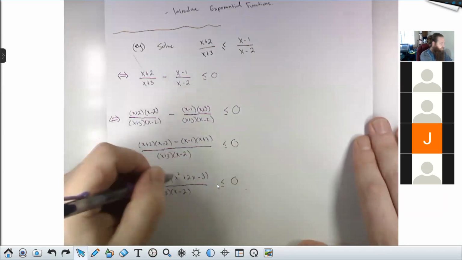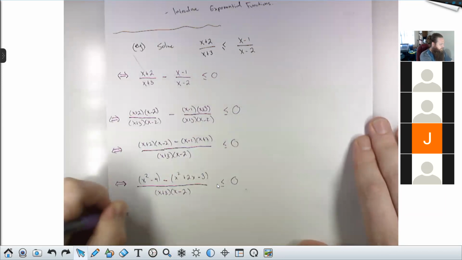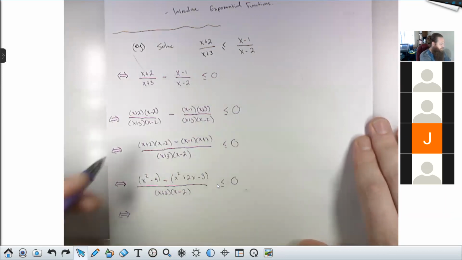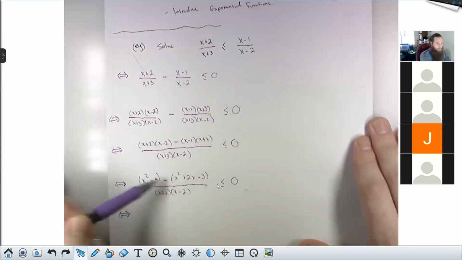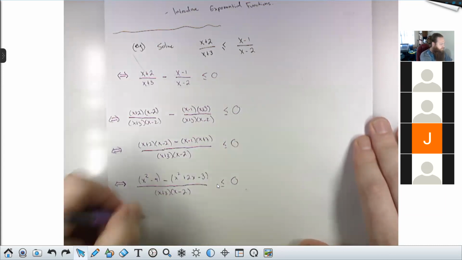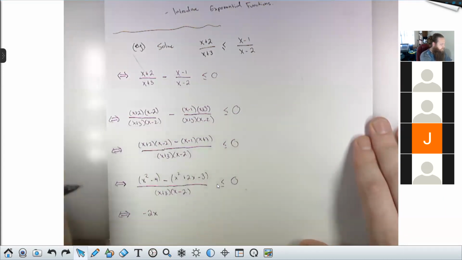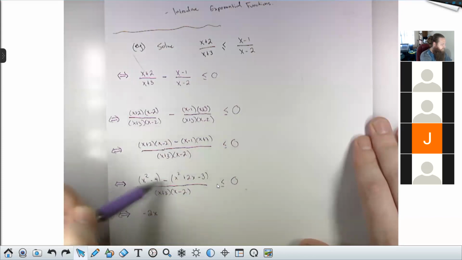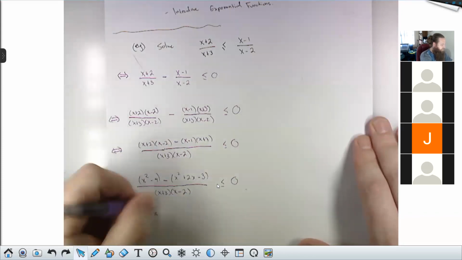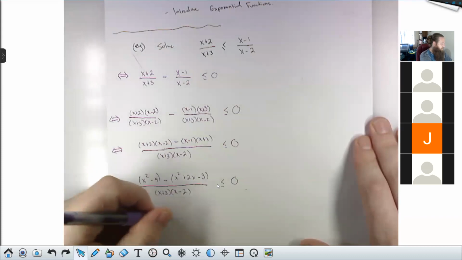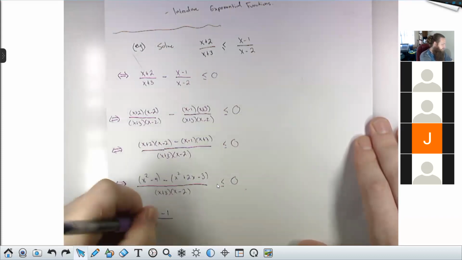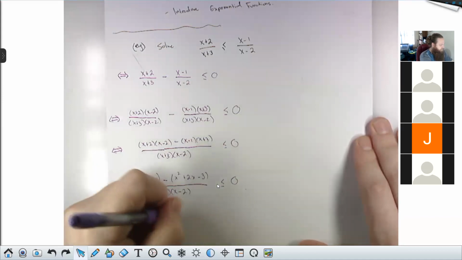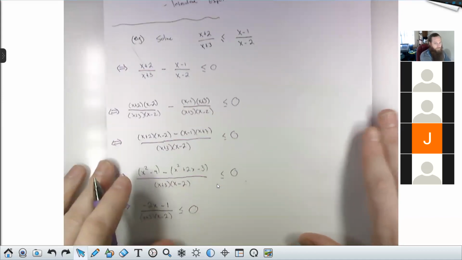So if I distribute the negative and combine like terms, I'll have x squared minus x squared, so the x squareds will go. I don't have any x's here, but I have a minus 2x here, so this is going to be minus 2x. And then I've got a minus 4 and a plus 3, so it's going to be minus 1. And then my downstairs is still x plus 3 times x minus 2. And all of this is still less than or equal to 0.